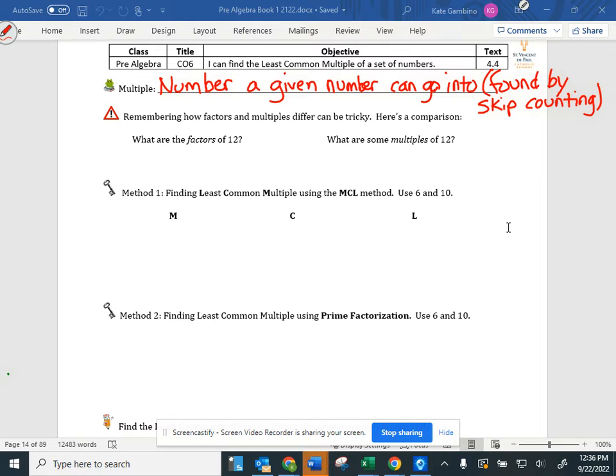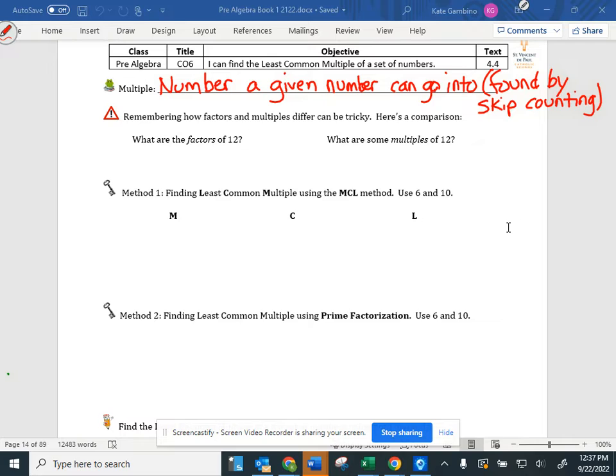So if our given number is 3, our multiple is a number that it can go into. So what would be a number that 3 can go into, Emily? 96? I said 9 or 6. 9 or 6 or 96. They are all multiples of 3. Okay, so a multiple is a number that your given number can go into.